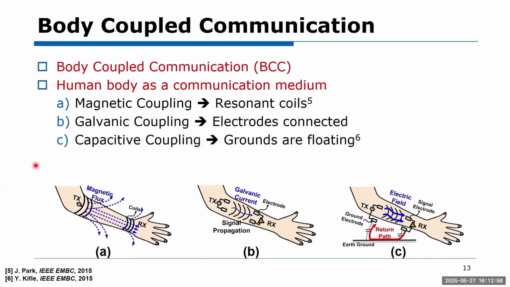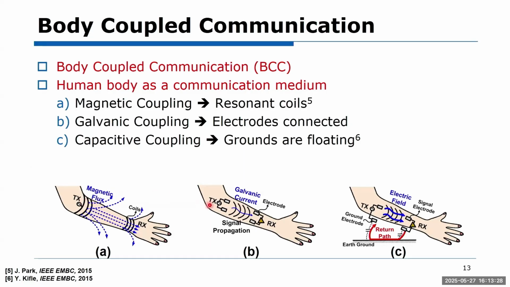One is the magnetic coupling, the second is the galvanic, and the third is the capacitive coupling. Each has its own pros and cons. The magnetic coupling is fairly efficient. One limitation it has is that there's a coil which generates the magnetic flux, so you need to have a limited form factor. It has to have some loop surrounding your body. If you're using, for example, a smartwatch, which already has the surrounding, then this is a perfect fit, right?